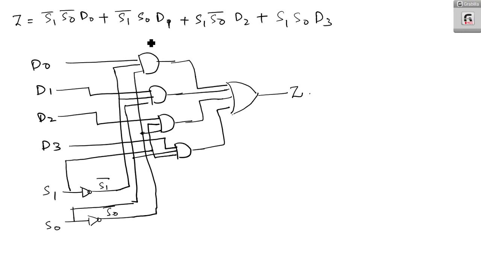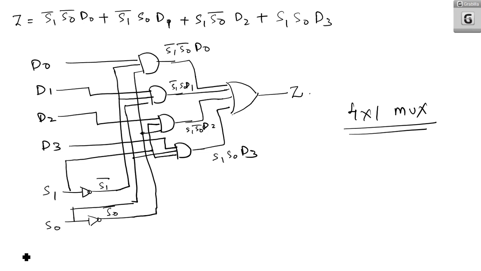That is Z. So here what we get is S1 bar S0 bar D0. Here is S1 bar S0 D1. This is S1 S0 bar D2. This is S1 S0 D3. So this is the basic logic diagram of a 4x1 multiplexer.